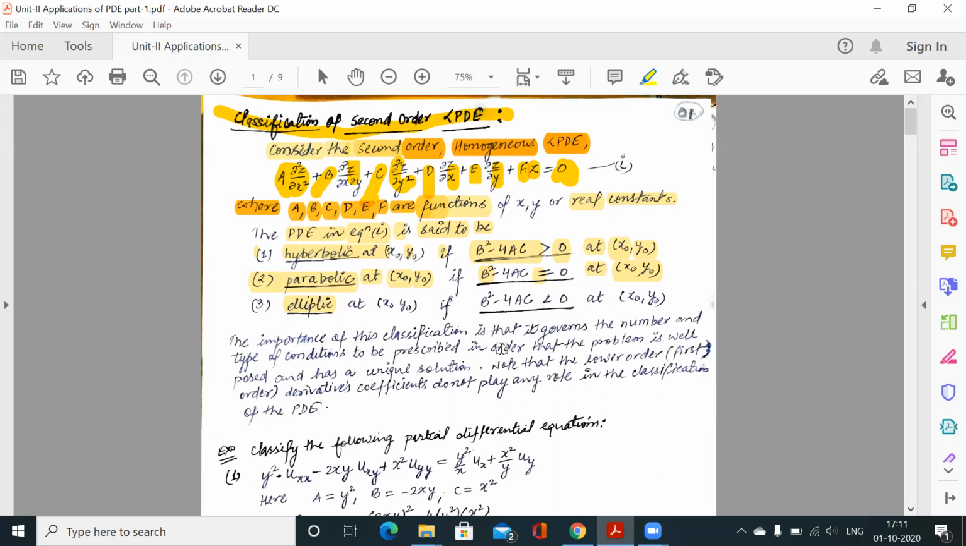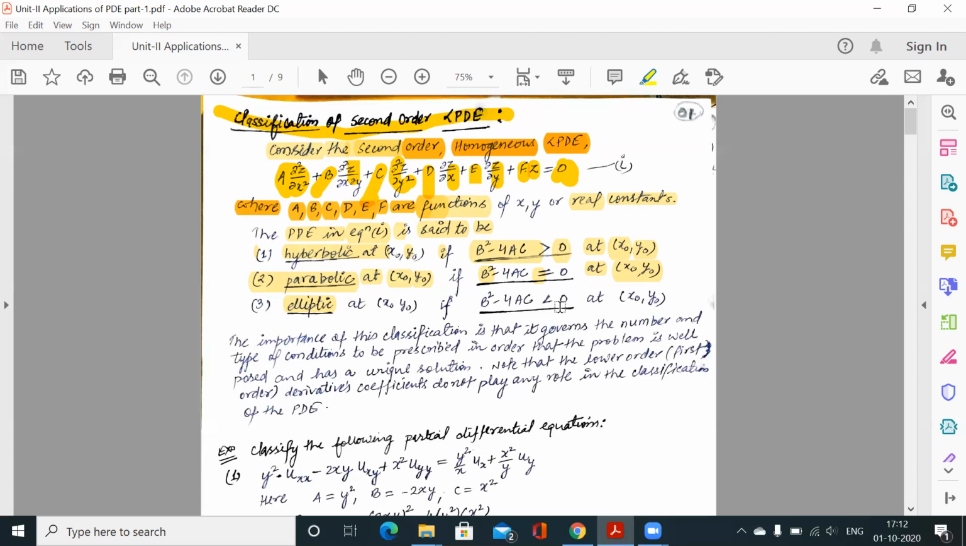What are the values of A, B, C? Because this will give us whether the given differential equation is hyperbolic, parabolic, or elliptic. So we have to calculate this value b square minus 4ac, and if this value is greater than 0, we will say that the given PDE is hyperbolic. We know that this is a number, and any number is either positive or negative or 0.